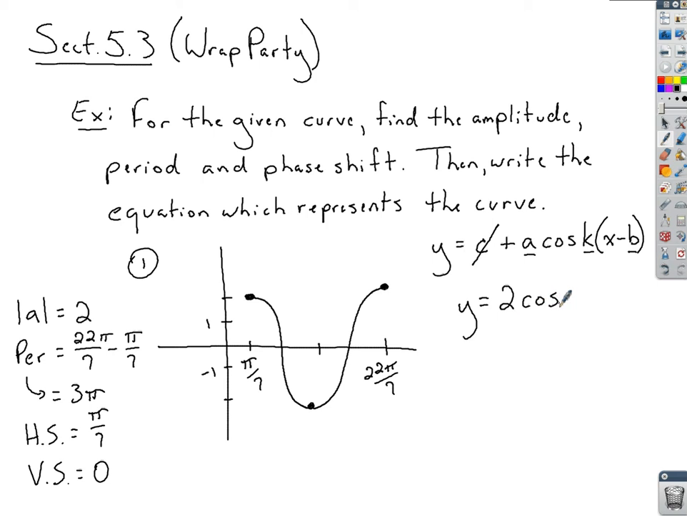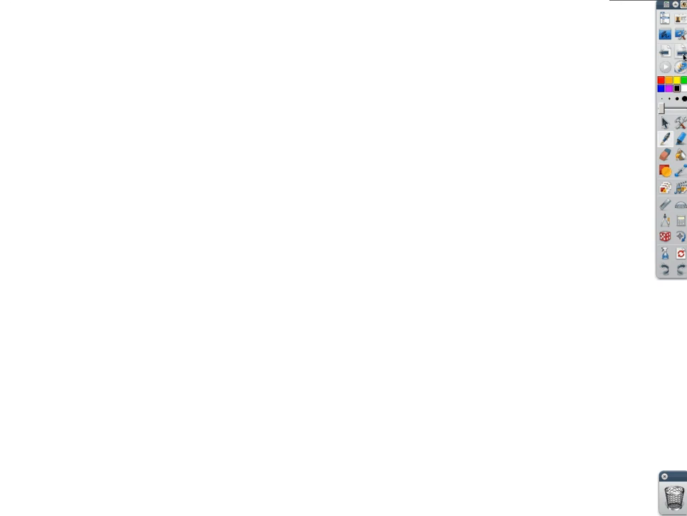Cosine of, all right, k is going to be a tricky one. K is not the period. K is just something we use to find the period. So if our period is 3 pi, what you do to find k is you set that equal to 2 pi over k.